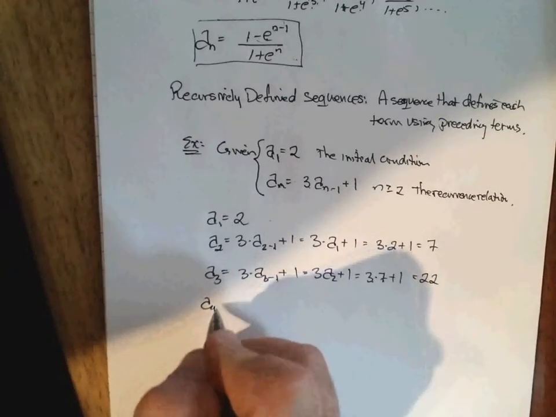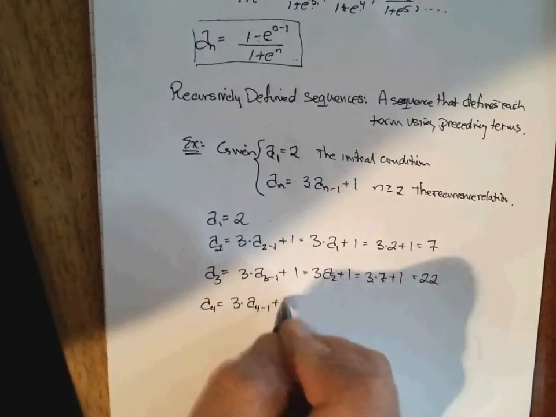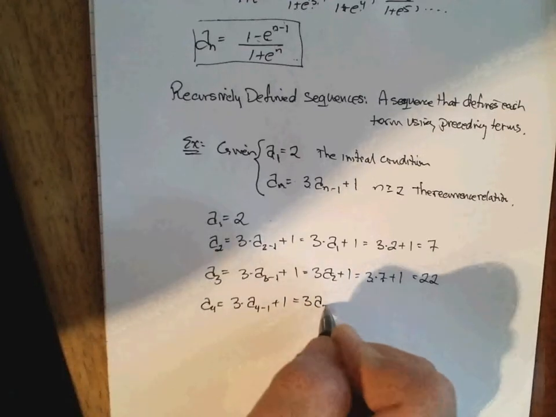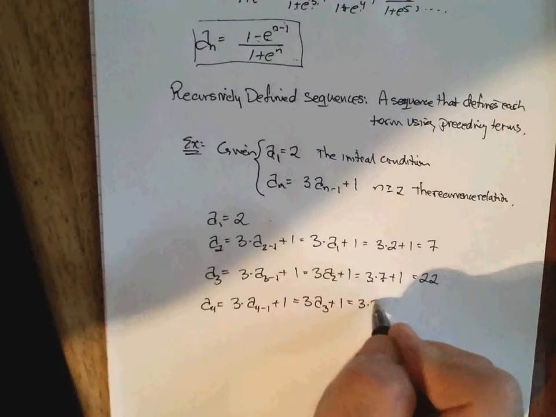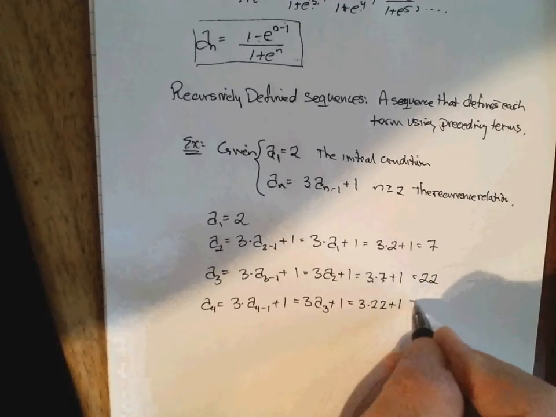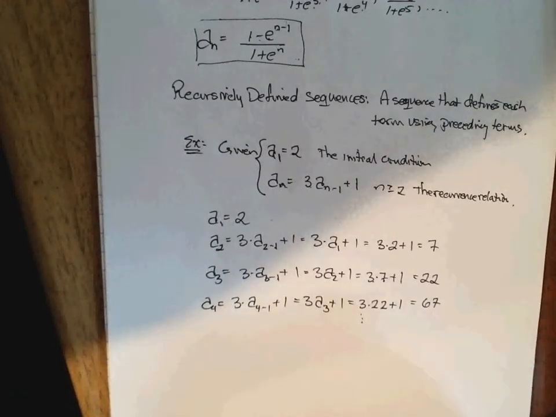And so you get the idea that the next term, a sub 4, is 3 times a sub (4 minus 1) plus 1. That's 3 a sub 3 plus 1. But take this, 3 times 22 plus 1, that's 66 plus 1, or 67. And you can keep doing this forever.